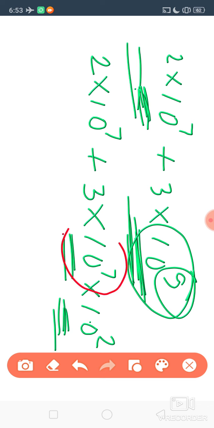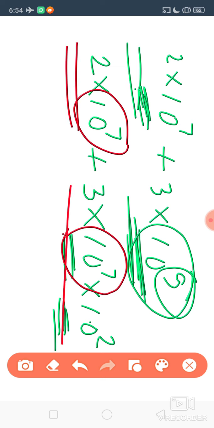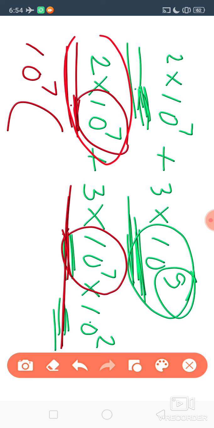Here also 10 to the power 7, here also 10 to the power 7. So in both the terms we are getting 10 to the power 7, so we will take 10 to the power 7 common. Now in this term 10 to the power 7 is multiplied with 2, so here we'll write 2. Here plus is there, so we'll write plus.